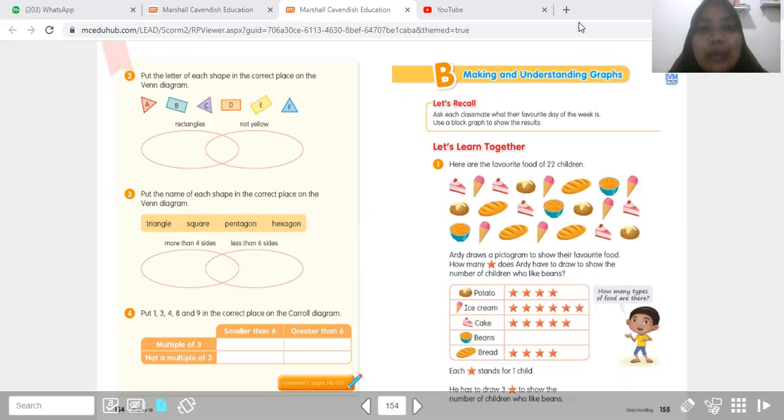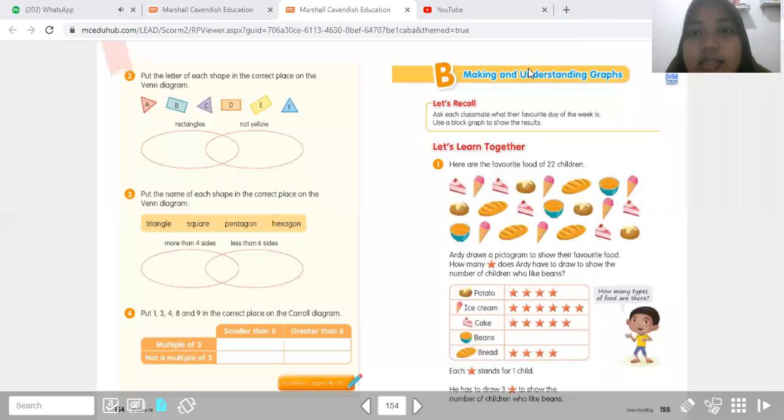Hi, with Ustazah Rani here, and it means you are going to learn about math again. Alright, students, last meeting, we already learned about how to sort numbers or objects, right? Now we are going to learn, it is still about handling data, but we are going to learn about making and understanding graphs. So today, we are going to learn about two kinds of graphs. The first is pictograph, and the second is block graph. Let's see how pictograph and block graph look like.